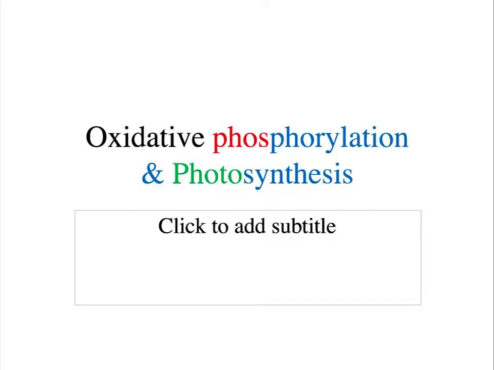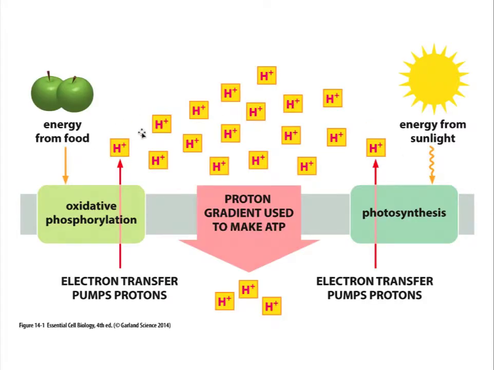One of them is called oxidative phosphorylation, and the other mechanism is called photosynthesis. Now, the 2 mechanisms do share a lot of their biology and chemistry, but there are some major differences. This figure from your textbook does a good job of illustrating that.